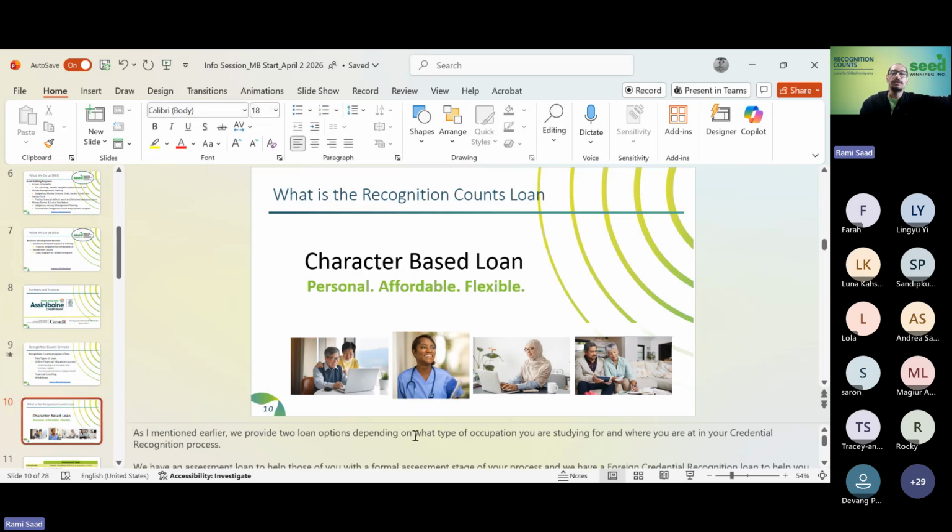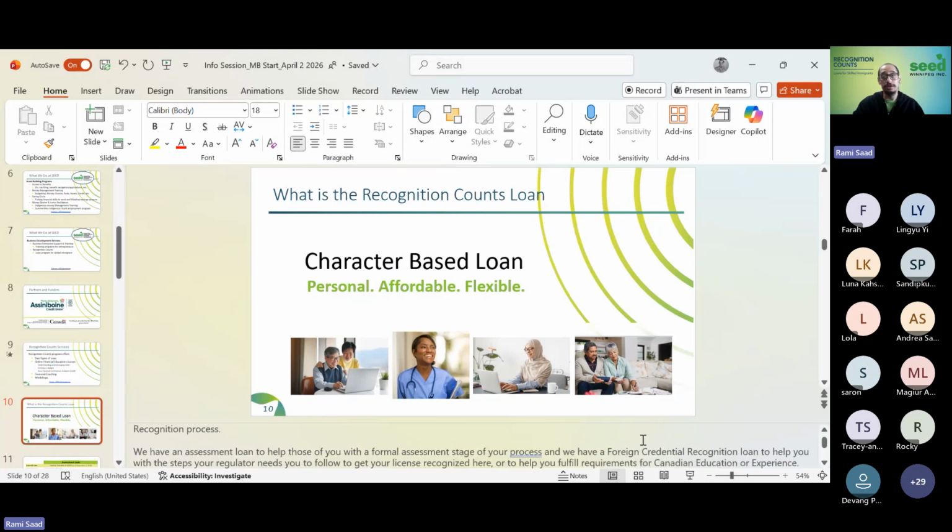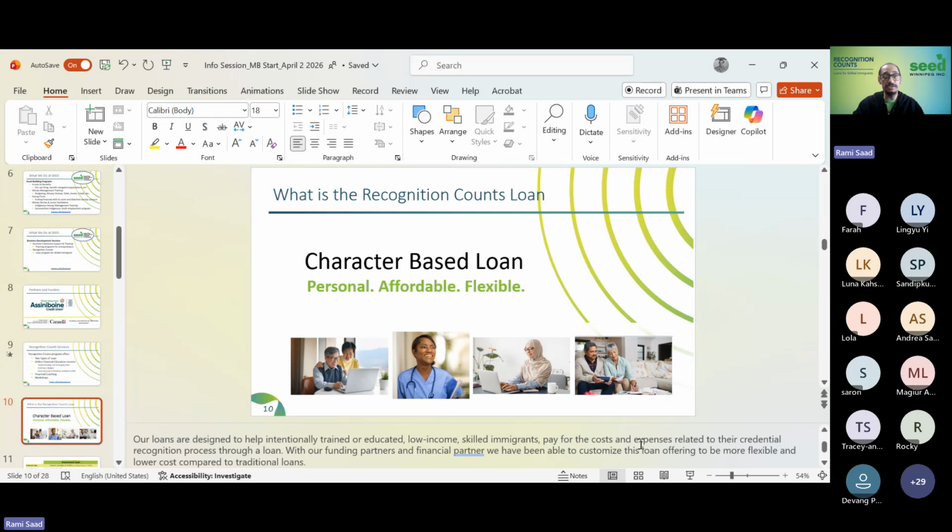I want to tell you a little bit about the loan, and I want to let you know that our loans are character-based loans. The 2 loans that we provide depend on what occupation you are studying for and where you are in your credential recognition process. Our loans are designed to help internationally trained or educated low-income skilled immigrants pay for the costs and expenses related to their credential recognition process. With our funding partners and financial partner, we have been able to customize this loan offering to be more flexible and lower cost compared to traditional loans. We are going to speak about traditional loans and the difference between our loan and other traditional loans in the coming slides.